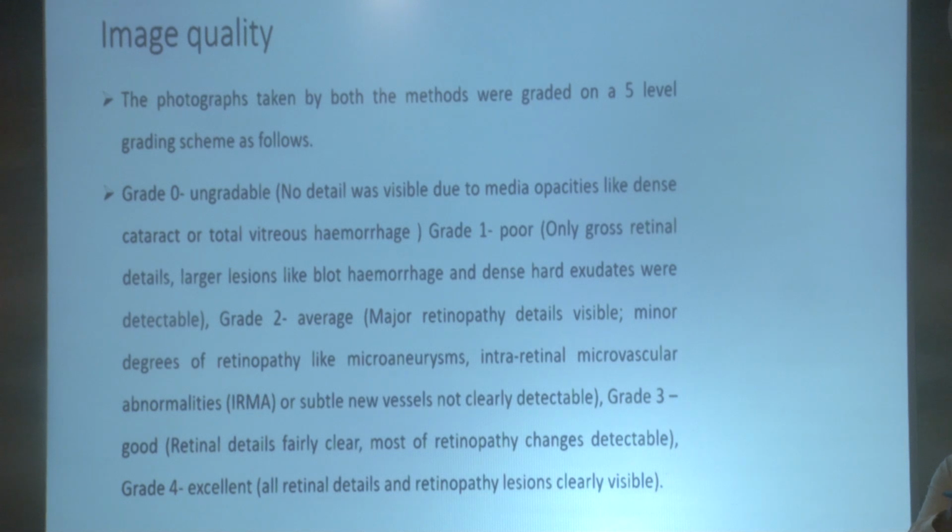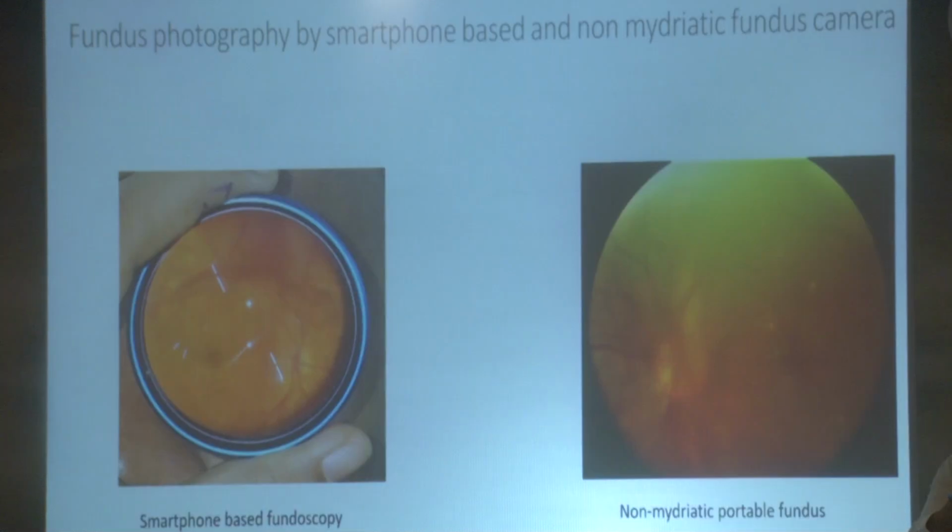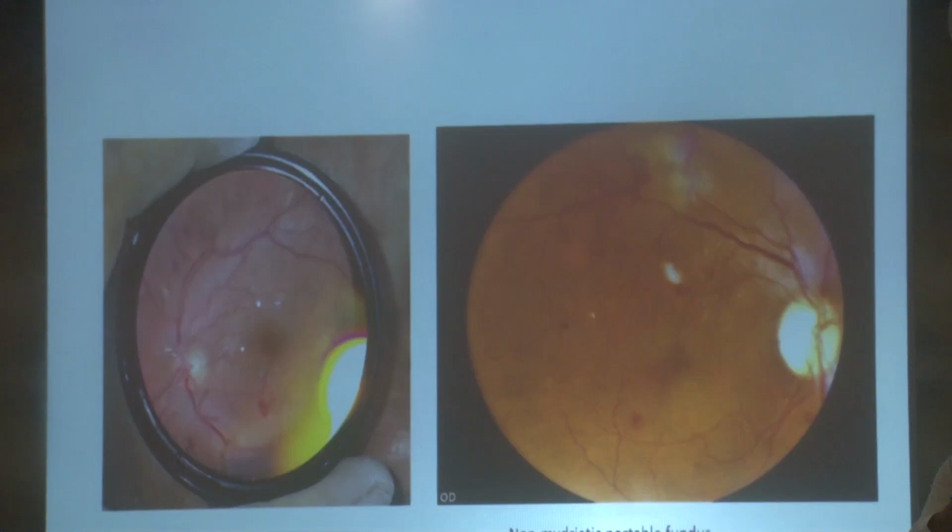Grade 3 shows good, that is retinal details fairly clear. Most of the retinopathy changes detectable. And grade 4 was excellent. All retinal details and retinopathy lesions clearly visible. These are the images depicting fundus photography taken by smartphone based, and another one by non-mydriatic fundus camera showing mild vitreous hemorrhage. These are the other images.